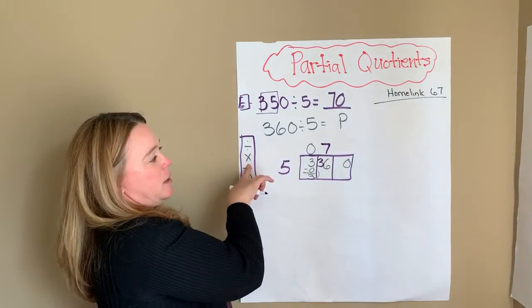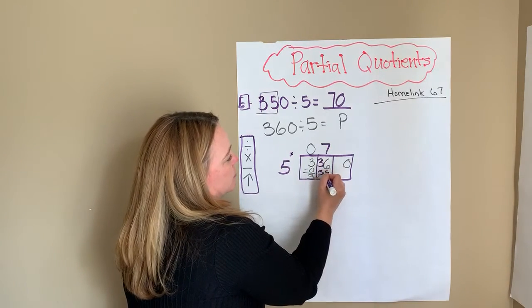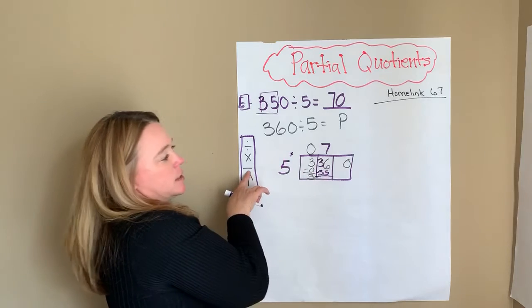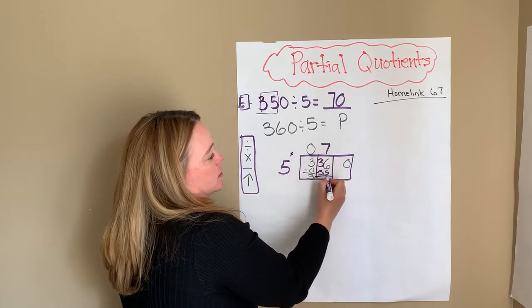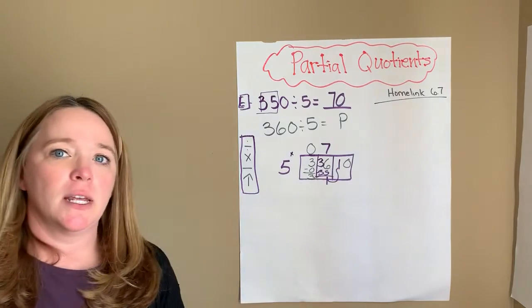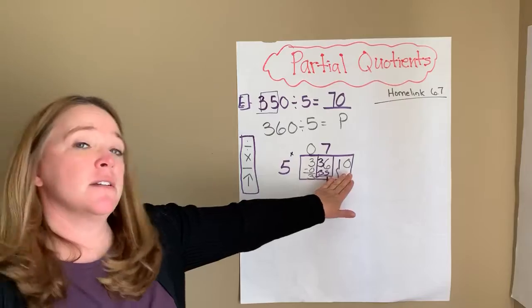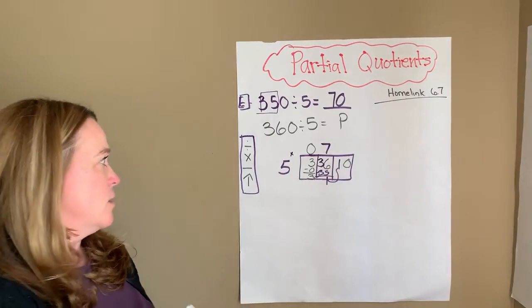My next step is timesing. So 7 times 5 is 35. My next step is subtraction. 36 minus 35 is 1. And then we bring it on up. And now we're in our last number. We have to decide, how many times can 5 go into 10? The answer is 2.